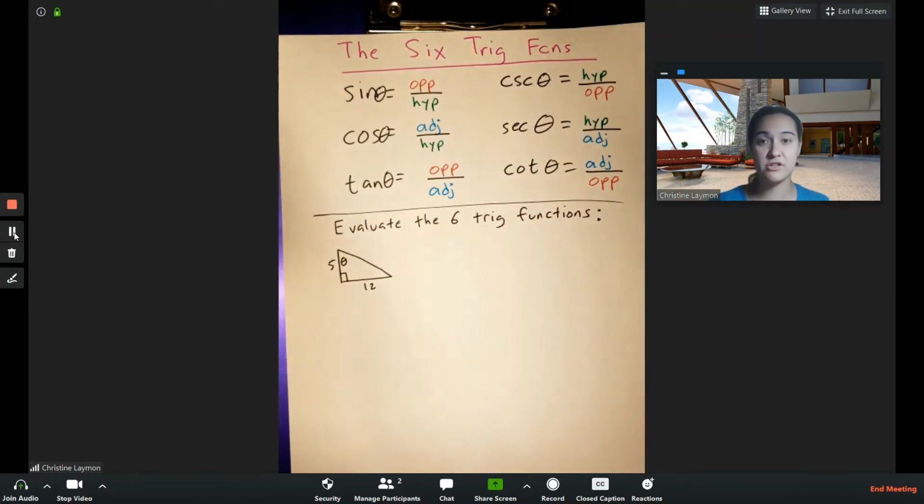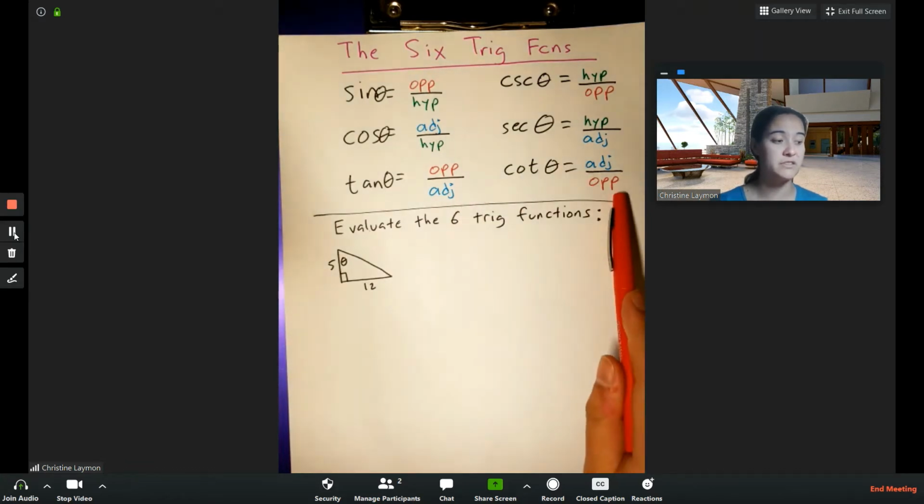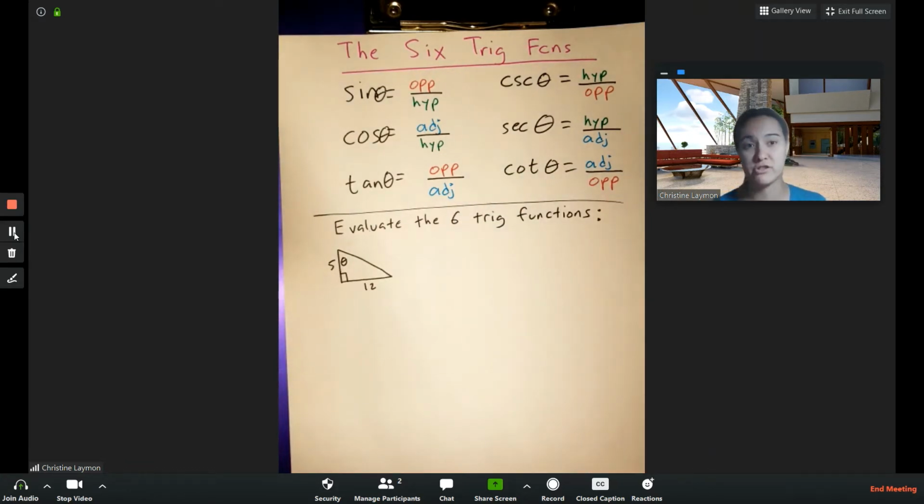Finally, we have tangent, which is opposite over adjacent. Flip that upside down, you get adjacent over opposite, and that's our cotangent. So notice that these three new ones, cosecant, secant, and cotangent, are the original three flipped upside down.